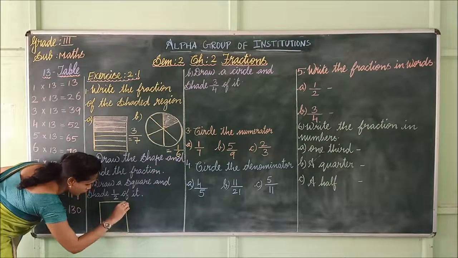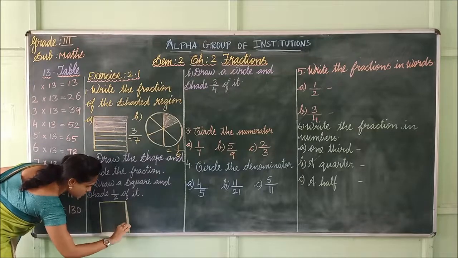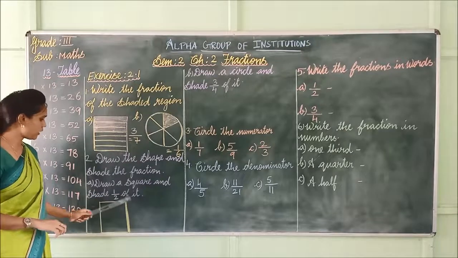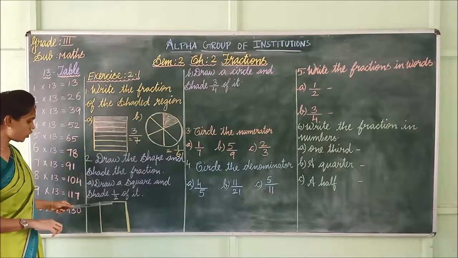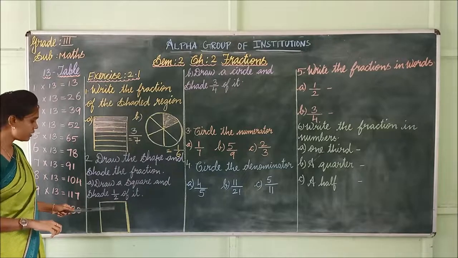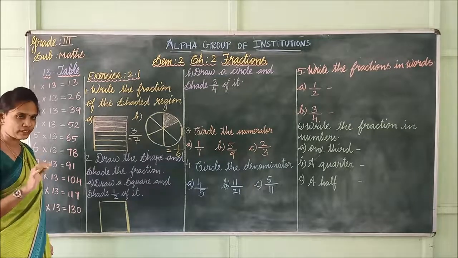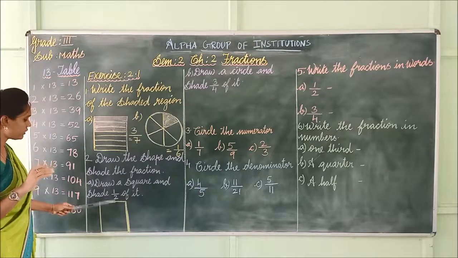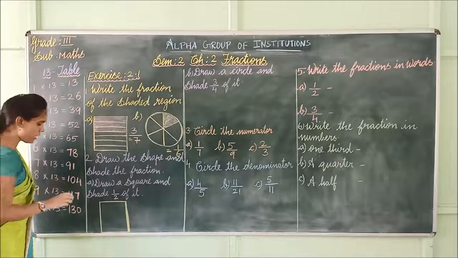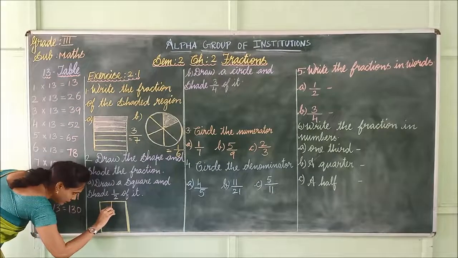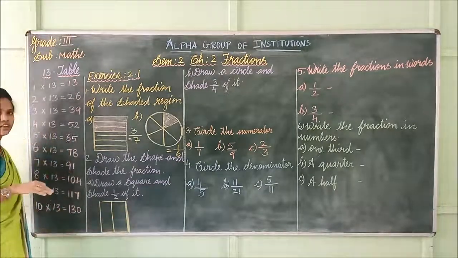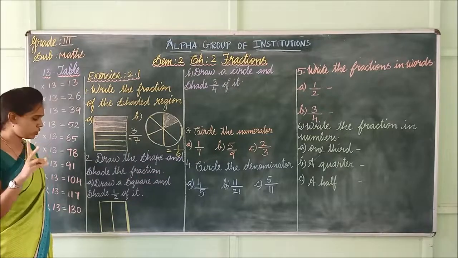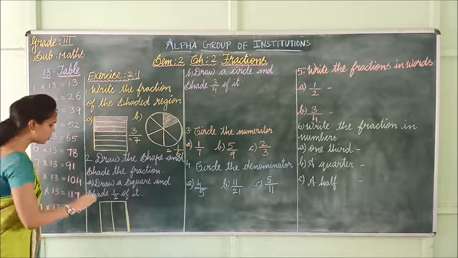Children, draw a square like this first. And what they have given: shade 1 by 2 of it. So the total parts should be 2. You first check the denominator, that is the total parts. First you have to split the parts. Here they have given 2, so you have to split it into 2. It may be like this or like this, in a horizontal way or a vertical way, but it should be in only 2 parts. So I have split it into 2 parts here.